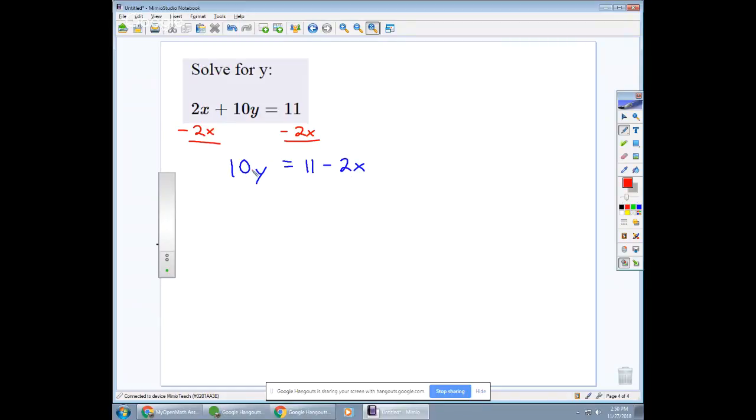Next, to get y alone, I have to break that multiplication by dividing by the same number, 10, and that whole side gets divided by 10. On this side, a number divided by itself is 1. 1 times y is y. So that's the only time you can cancel, if you have a multiplication and a division by the same exact number. On the other side, I'm just going to leave it as 11 minus 2x over 10. If you have to enter this into an online computer system, then you would have to put the numerator in parentheses and then divide by 10. So this is the way I would write the answer if I was using an online homework system.